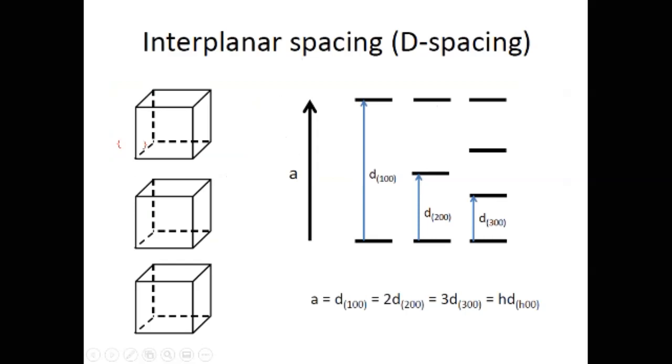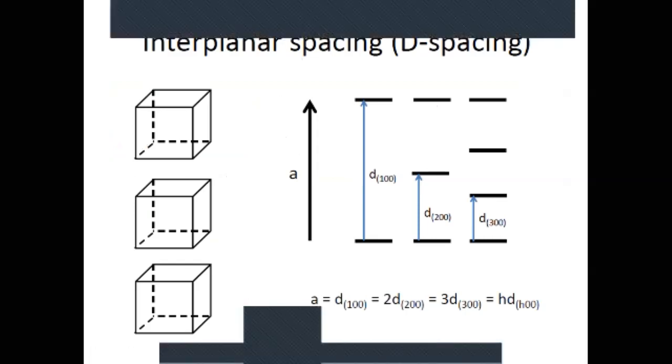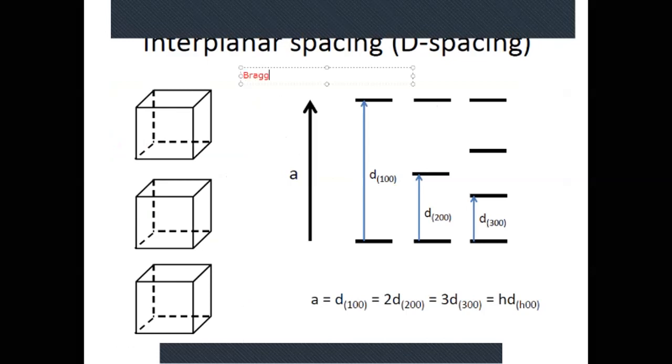And so the reason these planes are important is because now we can calculate something called the D spacing, the distance between the different atomic reflection planes in the crystal. And this is important because if you remember, Bragg's law states n lambda equals 2d sine theta.